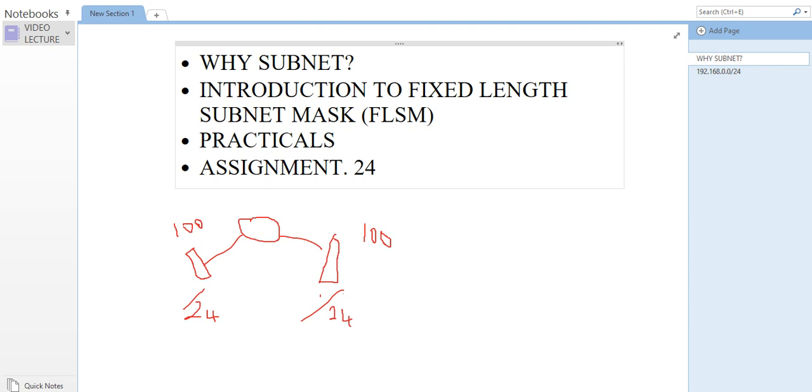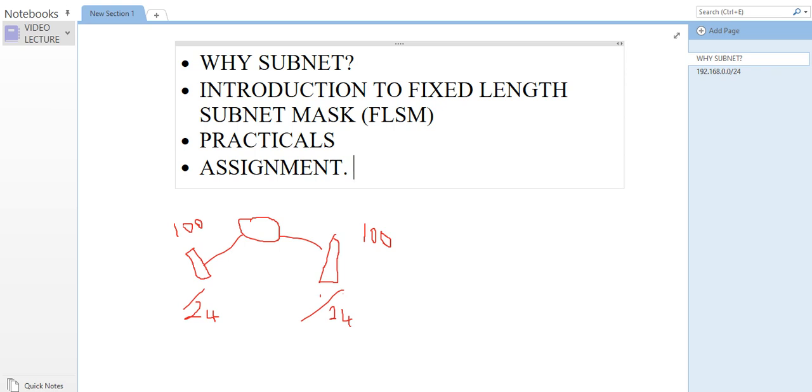with a normal class C, you have about 24 bits. Okay, with those 24 bits you have 256 addresses. So why would you need to subnet that? Is because you want to manage your network. That is one simple reason why you want to subnet.